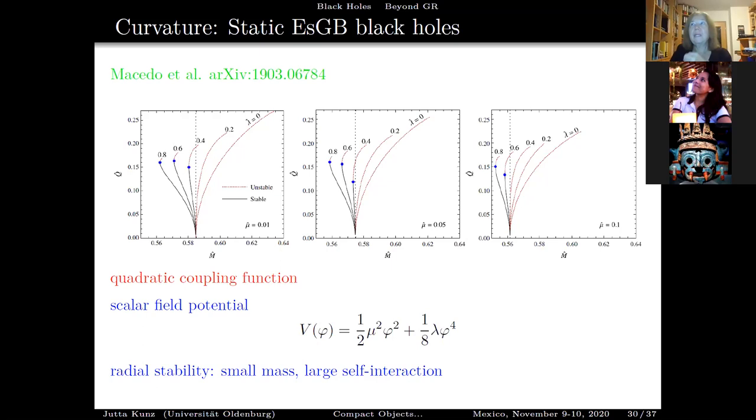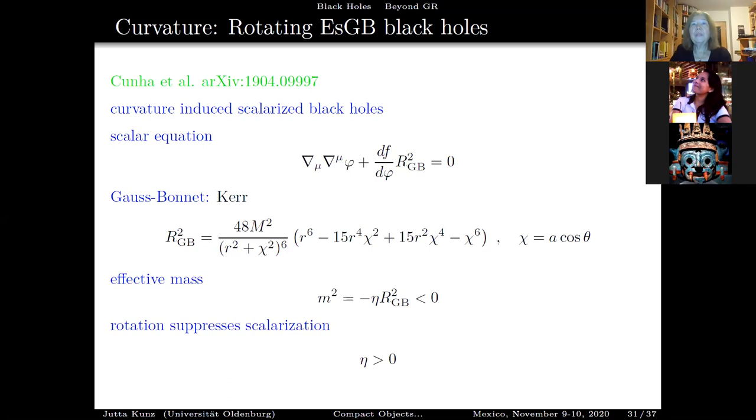What else? Now I said it's a very nice coupling function because we have these stable solutions that are scaled. If we would just take a phi squared coupling, then yes, we do have the scalarized, hairy black holes, but they are unstable. One can stabilize them if one allows for a mass term. And this is demonstrated here when it has a mass, and one can also include some self-interaction. And one sees a small mass but a large self-interaction is very favorable to have a larger set of such objects.